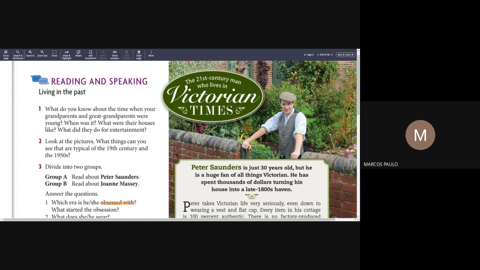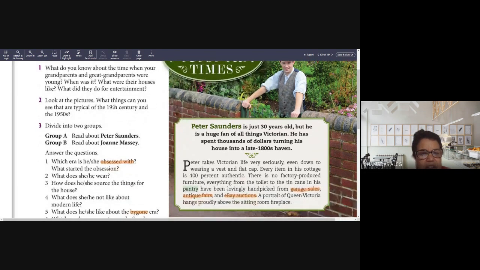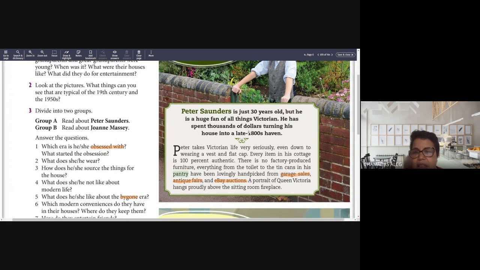So, did they listen to the radio? Because there was not even TV, I think, right? So, did they read books? So look at the pictures and what things can you see that are typical of the 19th century and of the 1950s? So let's take a look here.